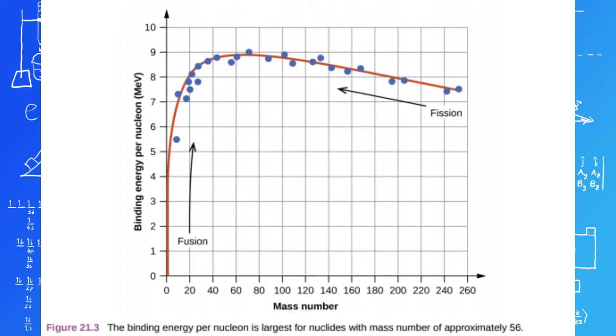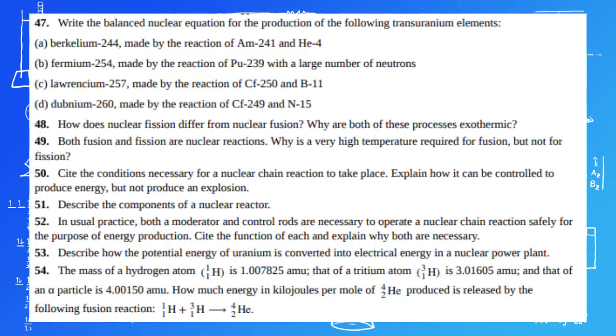Let me see what other problems we have before we wrap things up then. So it was mentioning for problem 49. Wait, was it? Oh, no, 48. So it's asking, how does nuclear fission differ from nuclear fusion? We've pretty much explained it. They're exactly opposite processes. And then it says, why are both of these processes exothermic? They're not. They're exothermic for certain atoms and endothermic for other atoms.